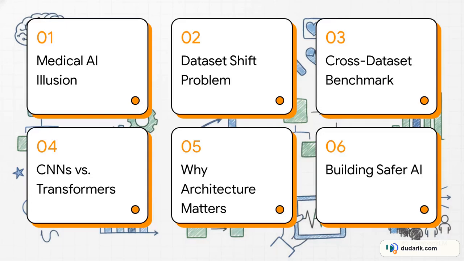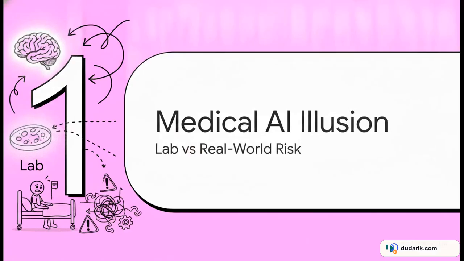Okay, let's dive into our roadmap for today. We're going to cover 1. The medical AI illusion, 2. The dataset shift problem, 3. The cross-dataset benchmark, 4. CNNs versus transformers, 5. Why architecture matters, and finally, 6. Building safer medical AI. Let's start with Section 1, the medical AI illusion, lab success versus real-world risk.